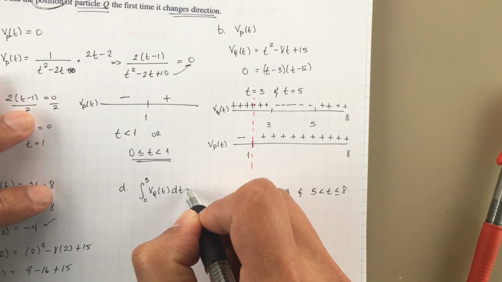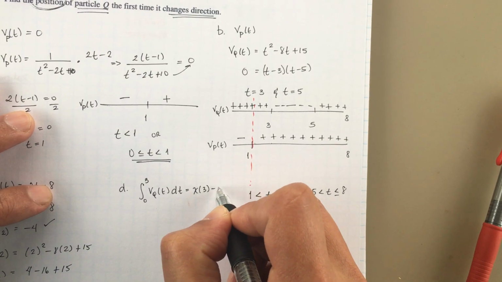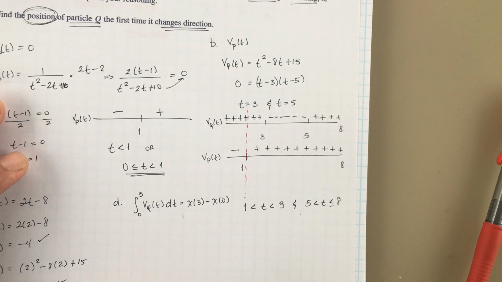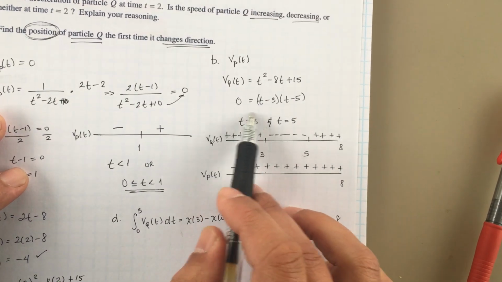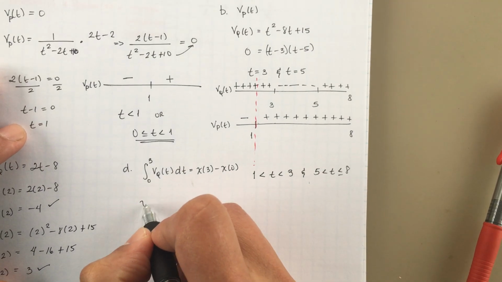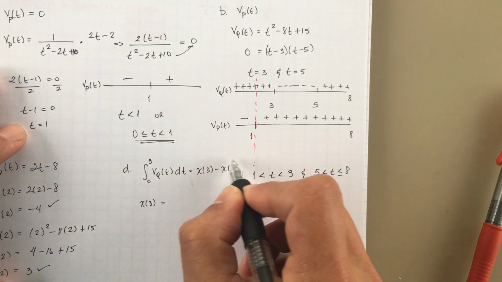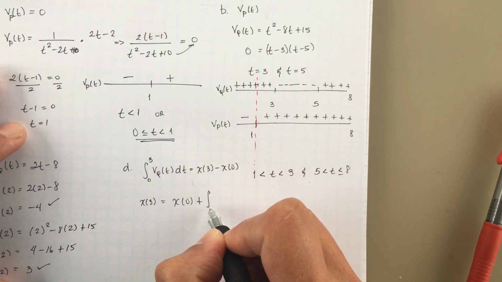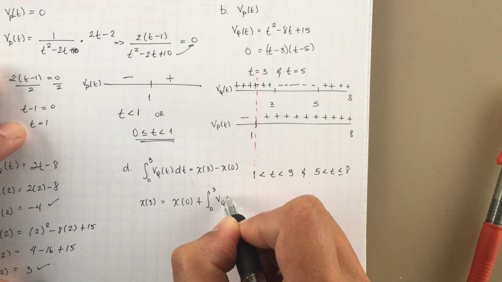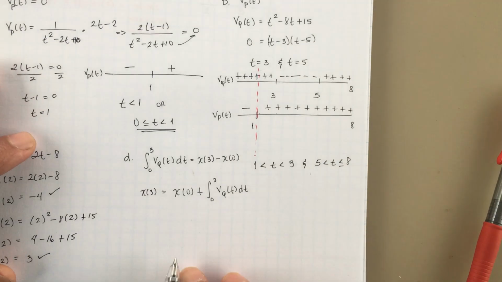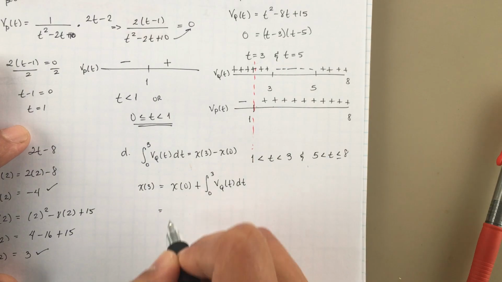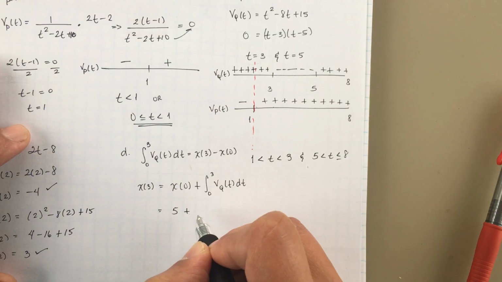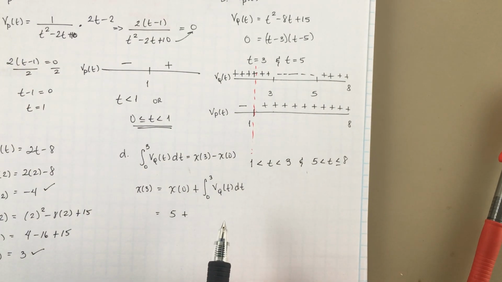Well, if you do that, you're going to get x of 3 minus x of 0. And what do they want? The first time it changes direction. So what's the first time it changes direction for q? Right here at t equals 3. So now we're going to solve for it. x of 3 equals, take this guy to the left, becomes a positive. That's our initial condition. From 0 to 3 of v of q of t dt. Where do I start? x of 0, they already tell me we start at position 5. Plus, now we've got to take the antiderivative of this guy.